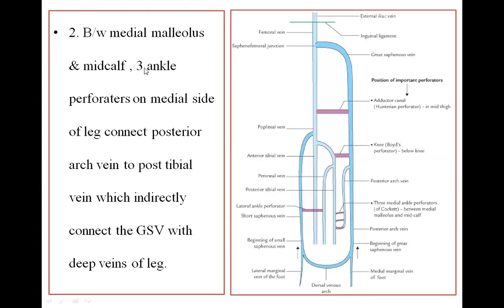Between the medial malleolus and the mid-calf, there are 3 ankle perforators on the medial side of the leg, which connect the posterior arch vein to the posterior tibial vein, which indirectly connects the great saphenous vein with the deep veins of the leg. So these are the 3 medial ankle perforators, 1, 2, and 3, which connect the posterior arch vein with the posterior tibial vein.